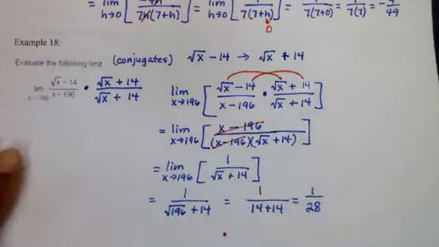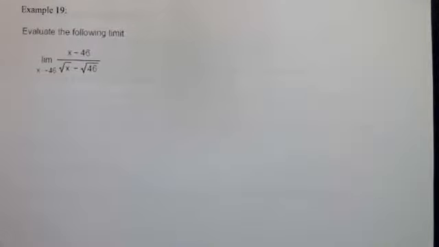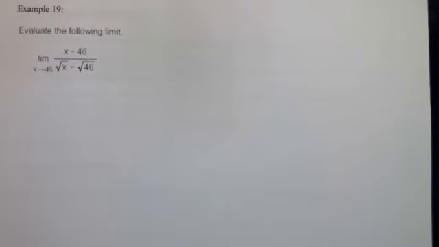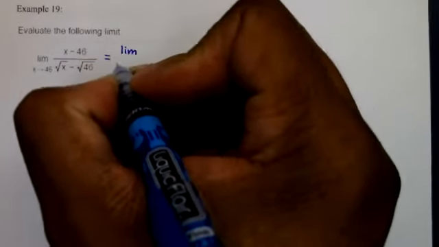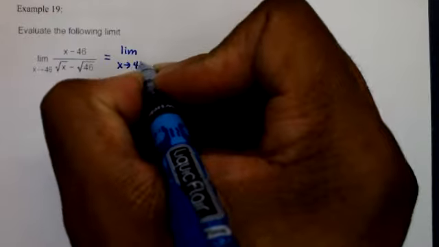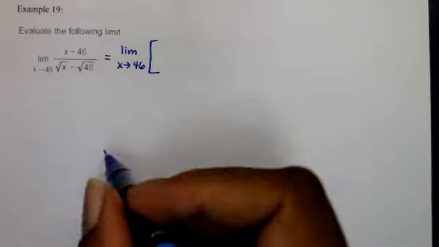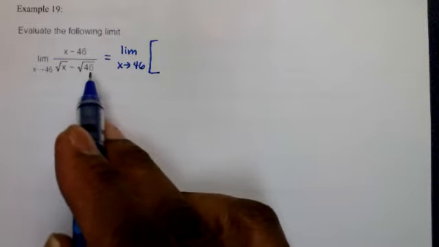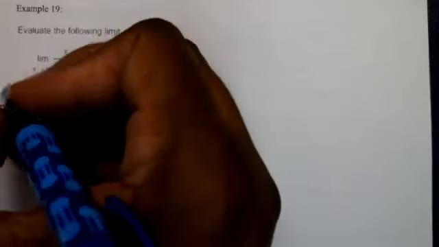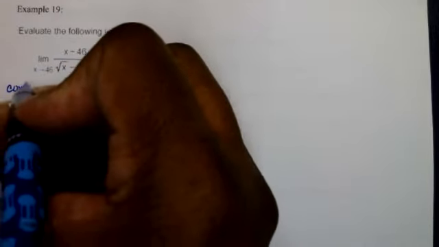All right, let's look at a couple more of these. Here's example 19. We want to evaluate this limit: the limit as x approaches 46 of x minus 46 divided by the square root of x minus the square root of 46. Notice my denominator, the square root of x minus the square root of 46. Again, I'm going to use conjugates here.